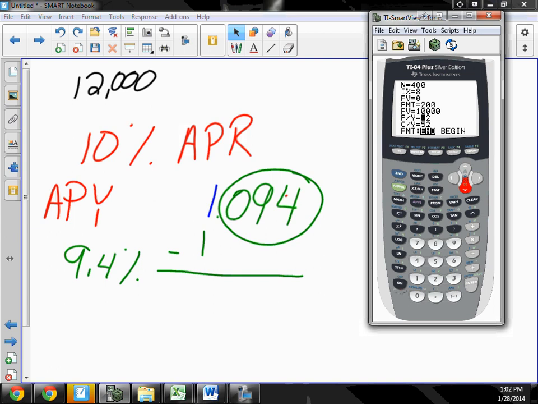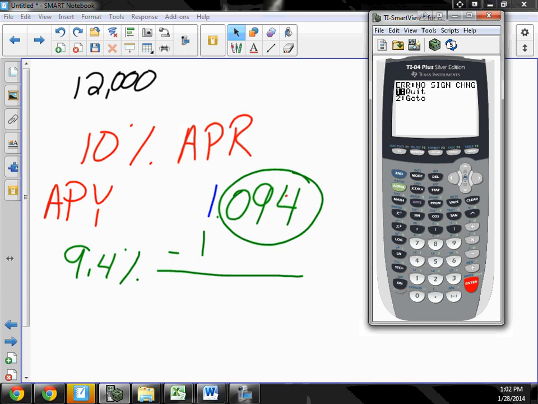Compounded daily, 365. So how many payments are there going to be? Four years, 12 payments per year. 12 times 4 is 48. And what am I solving for? Interest rate, and I get an error.